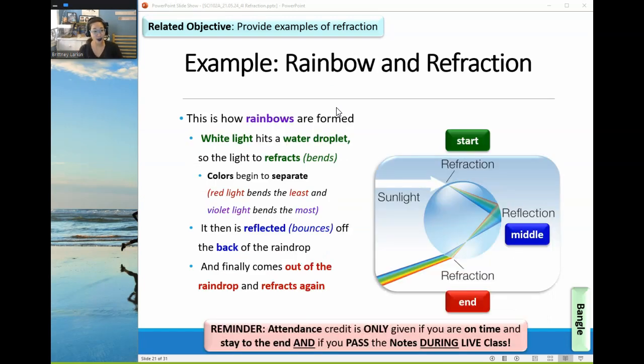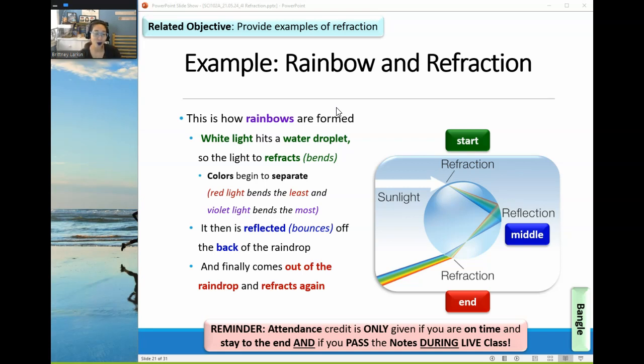All right, another cool example is rainbows. We kind of talked a little bit about this, but we're going to talk a little bit further. We kind of used a prism to show the different colors of the rainbow, but today we'll actually talk about how real rainbows are formed. So how real rainbows are formed, you need light and you need water.